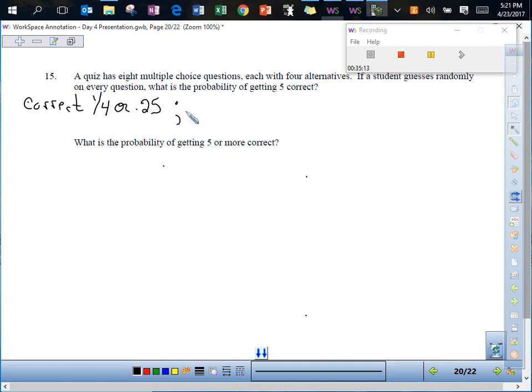Another important thing is I know that there's 8 questions. If a student guesses randomly on every question, what's the probability of getting 5 correct? This is a binomial distribution because they either get it right or they get it wrong. So it's going to look like this. Binomial PDF, 8 questions, comma, a success is 0.25. We're wondering on how to get 5 right. So there's what you're going to type in your calculator.